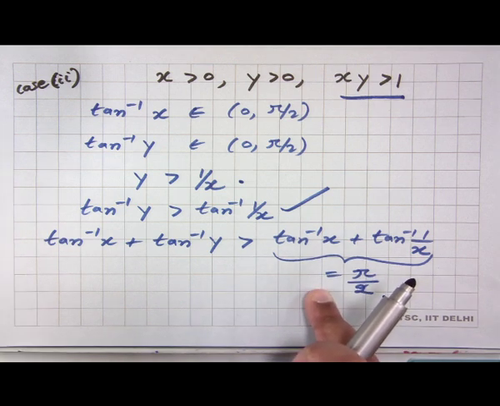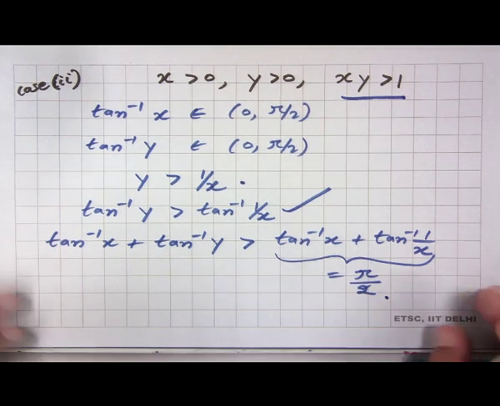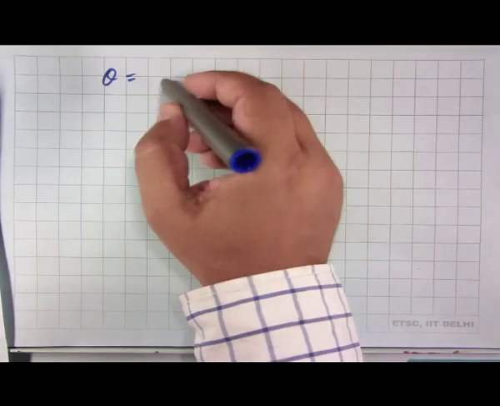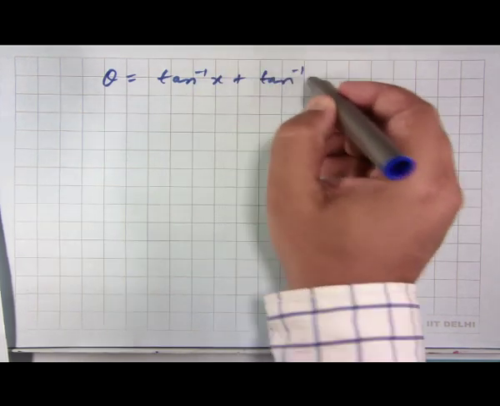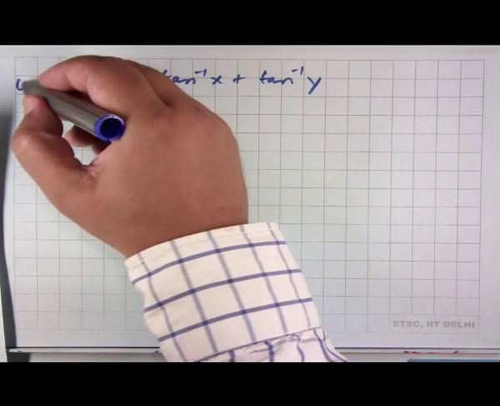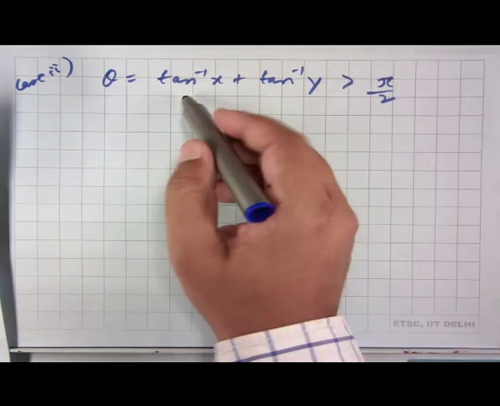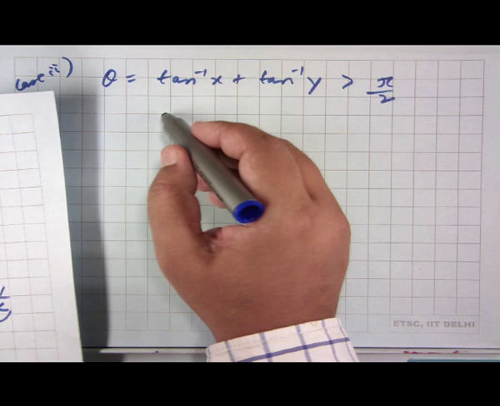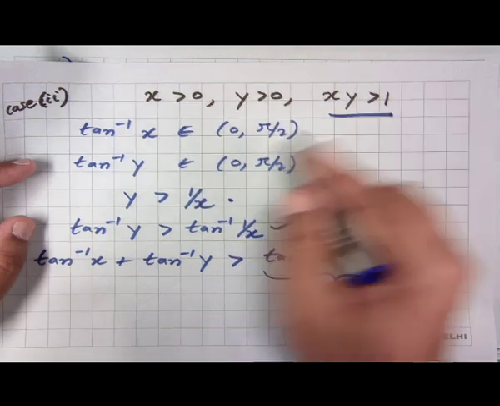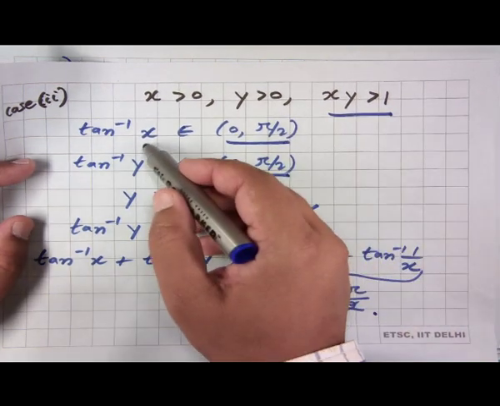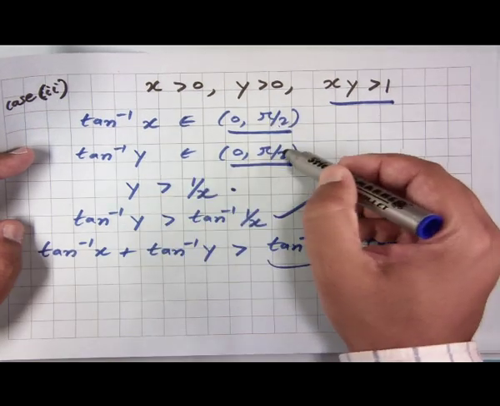It is greater than pi by 2, and therefore, for this case, let us say theta is tan inverse x plus tan inverse y. This is for case number 2. So this is greater than pi by 2, but of course this theta has to be less than pi, because tan inverse x and tan inverse y both belong to 0 to pi by 2. So the largest positive value of tan inverse x plus tan inverse y can only be pi by 2 plus pi by 2, which is pi.